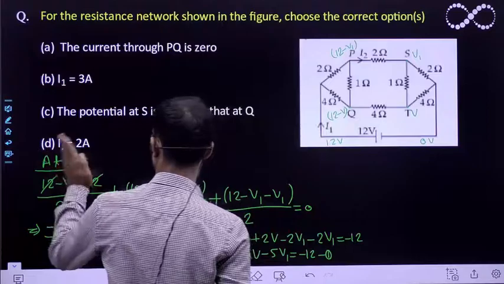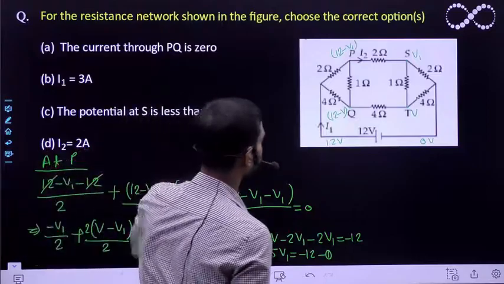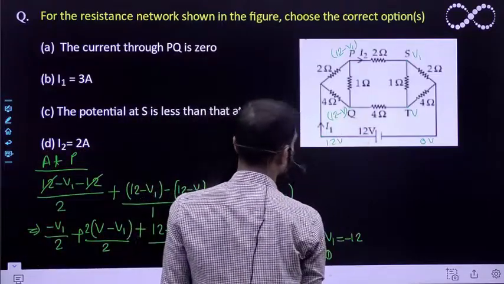Similarly, I can get equation 2 also by working at Q. So let us work at Q here now.